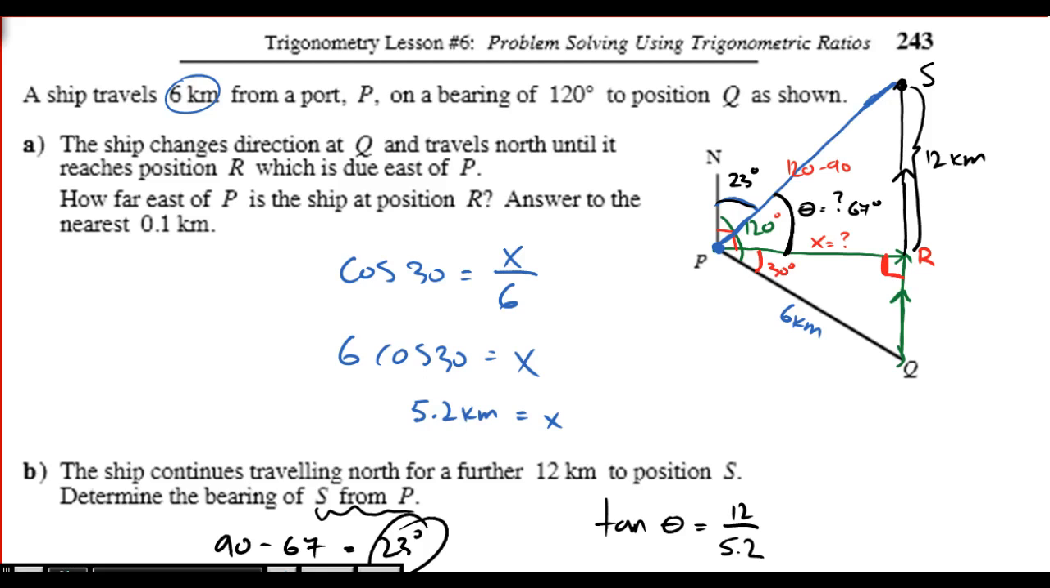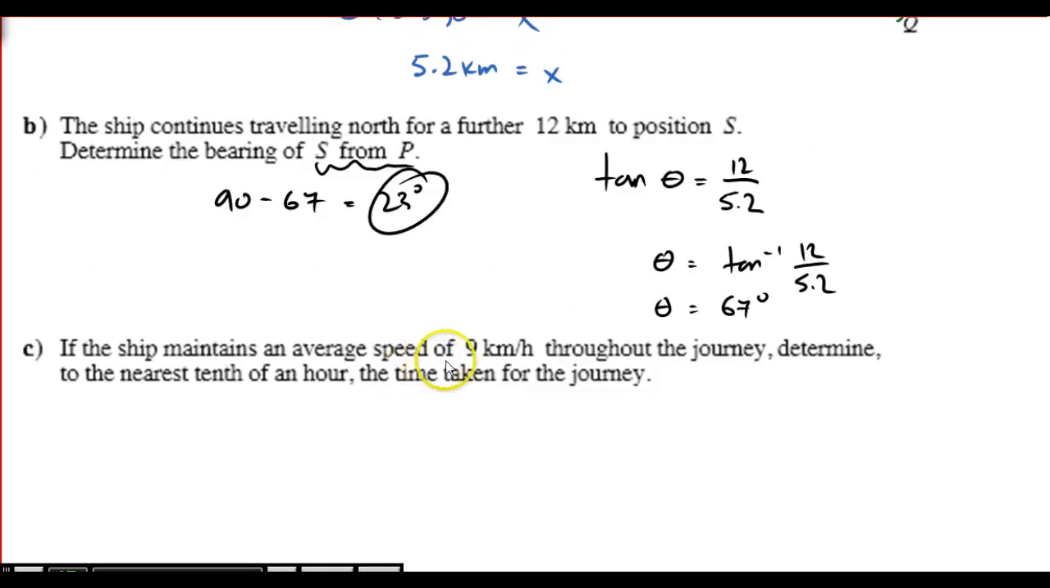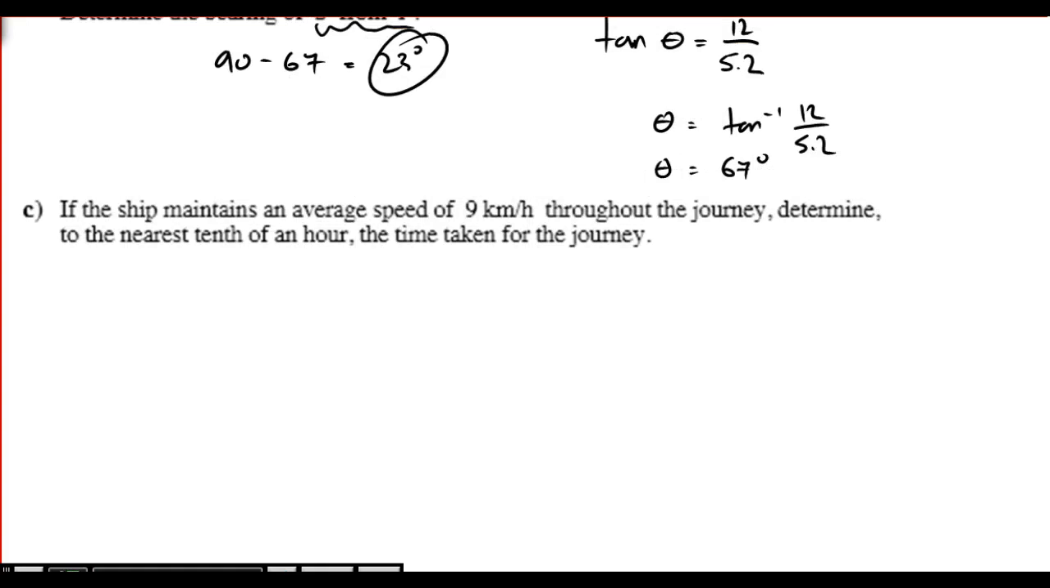Okay. Oh, no, one more question. If the ship maintains an average speed of 9 kilometers an hour throughout the journey, determine, to the nearest tenth of an hour, the time taken for the journey. So now we're getting some different questions here. This is now not really trig anymore. It's more of a systems unit. We have to come up with an equation to solve this.